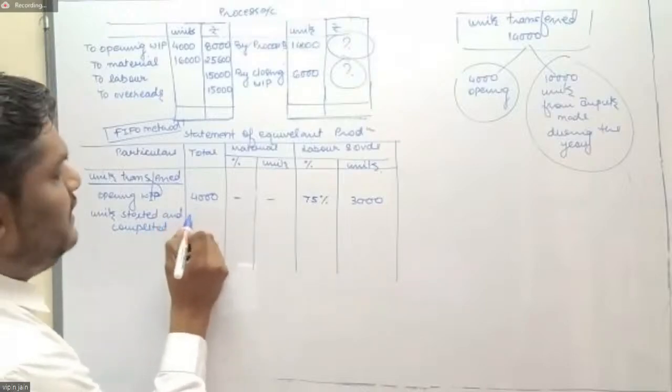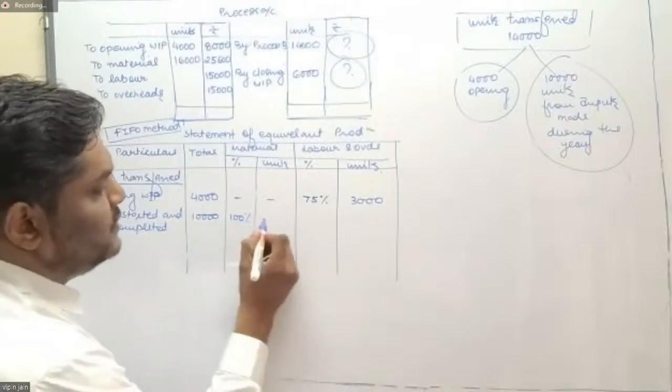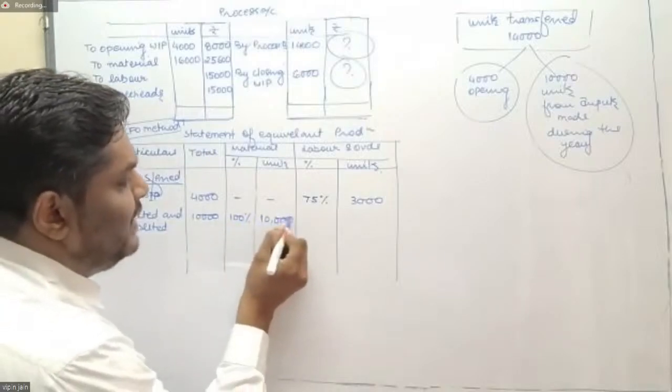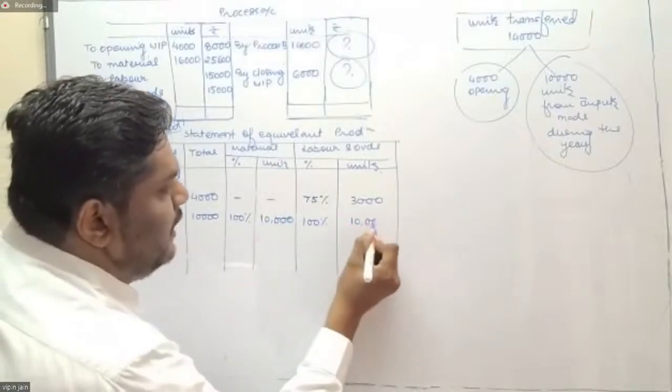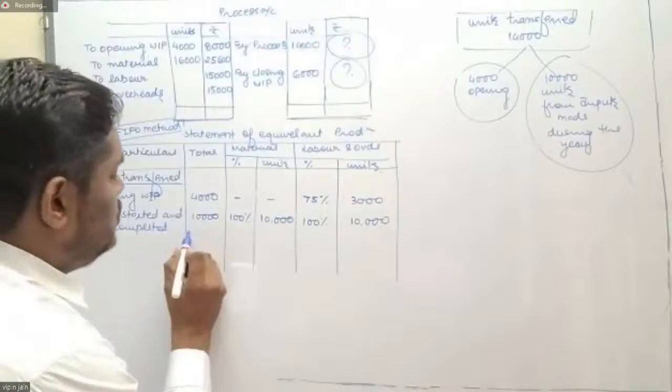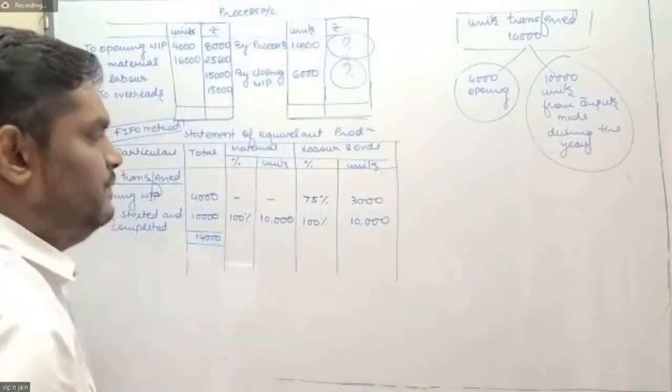That is the balance 10,000 units. Say they were 100% processed this year itself on material and labor and overheads also 100% processed this year only. So this is all about the units that are transferred, that is 14,000.